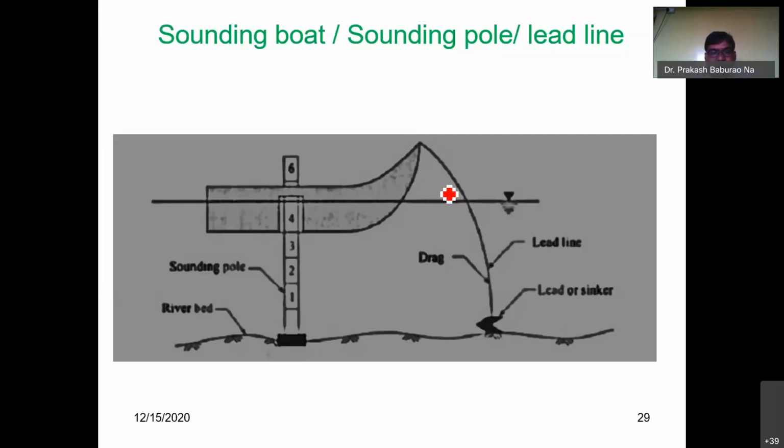Also, if it is a shallow water body, then you have to place the sounding pole into the water through the well, and the weight is provided. When it touches the bed of the river, you will get the proper noise, and you have to stop work and determine the actual depth of the water at each location of the sounding points.